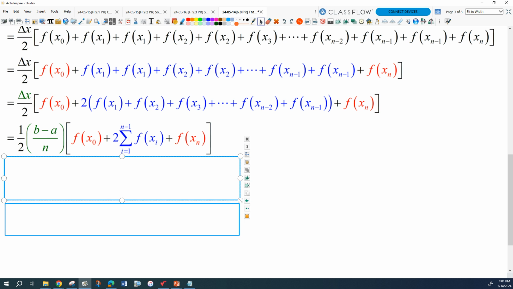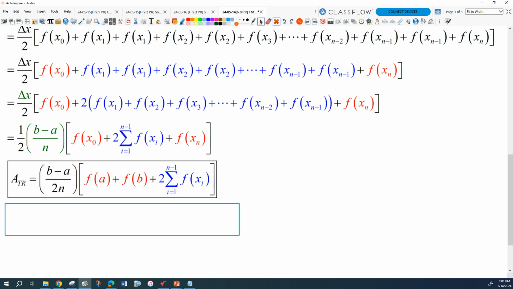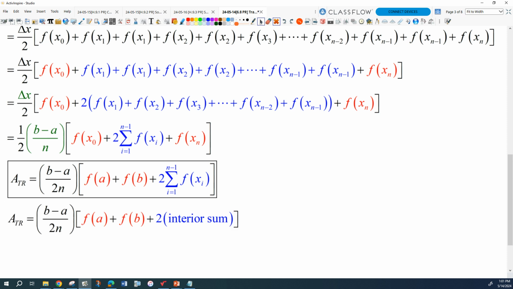The way I like to write this is something like this instead. I like to say b minus a over 2n is the coefficient out in front of everything, times the quantity, and I always add up the singletons first. f of a plus f of b plus 2 times the interior sum. Just like that. And that's really easy to calculate. No big deal. So let's look at a couple examples.